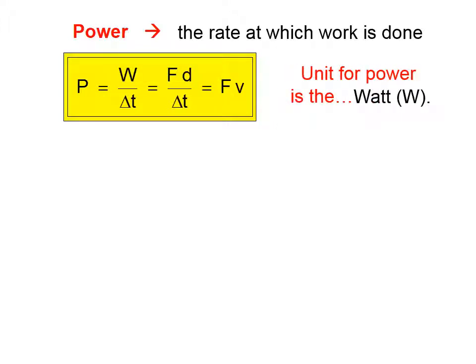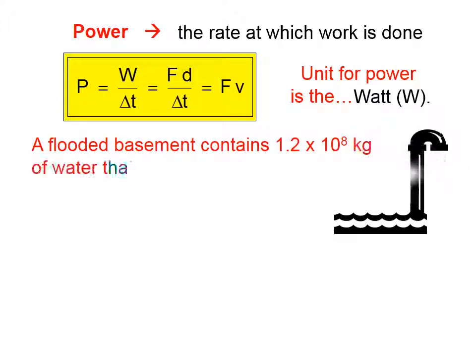The unit for power is the watt, symbolized by capital W. I do want to point out that we need to be a little bit careful here because there are two capital W's in what we see on the screen right now. We have one capital W, which is the symbol for the quantity work, and the unit for work is joules. Then we have another capital W, which is the unit for power, watts. So just be careful, there are two capital W's and they have different meanings.